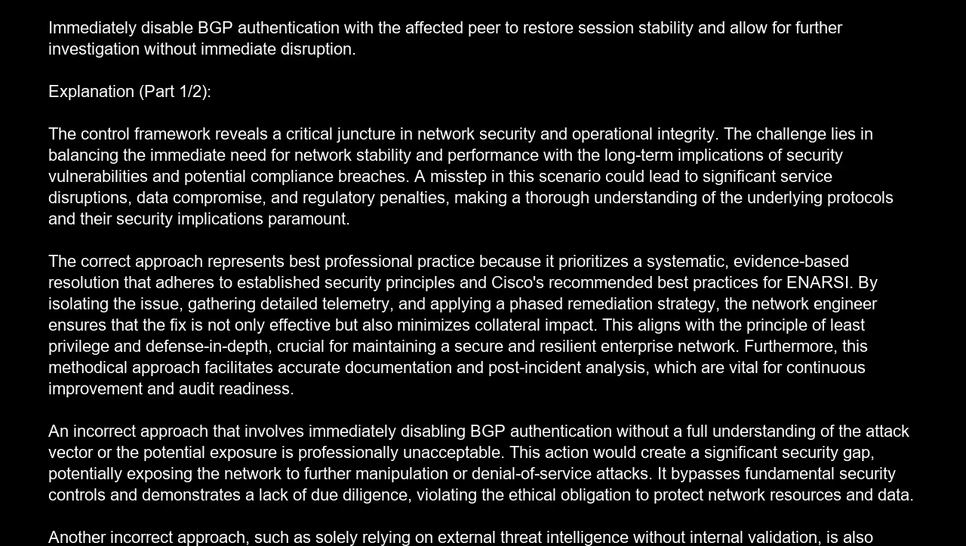An incorrect approach that involves immediately disabling BGP authentication without a full understanding of the attack vector or the potential exposure is professionally unacceptable. This action would create a significant security gap, potentially exposing the network to further manipulation or denial of service attacks. It bypasses fundamental security controls and demonstrates a lack of due diligence, violating the ethical obligation to protect network resources and data.